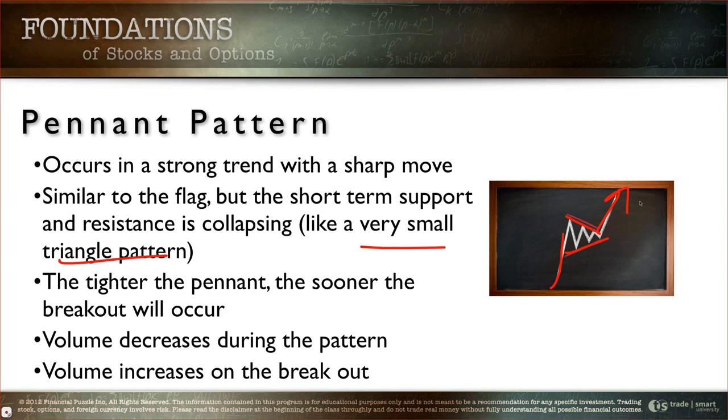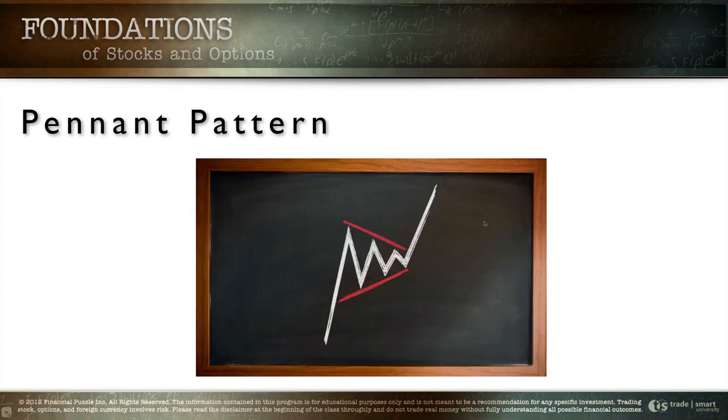and then it breaks out in the continuation. Now, here's a really cool thing about the pennant, and one of the reasons I really like pennant patterns, one of my favorites, is because the tighter the pattern is forming, the sooner you know it's coming. And how do you know that? Well, you can only trade so tight into a wedge, or into a triangle, before it's going to break out. And so the pennant is just like a baby triangle. You can only get into that little apex so far before you've got to go one way or the other. Again, with the pennant, volume tends to decrease during the pattern itself and increase on the breakout of the pattern.